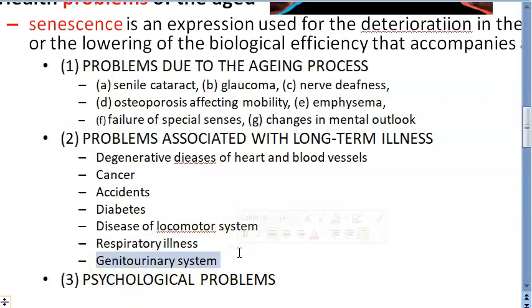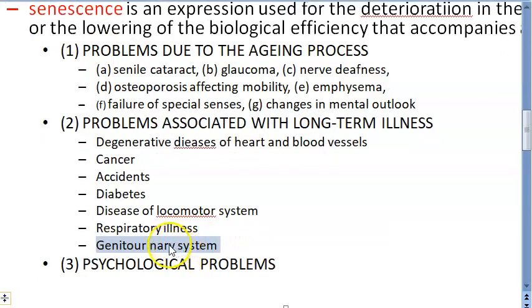Genitourinary system, you can say dysuria, nocturia, right? Enlargement of prostate, and frequency and urgency of micturition. So they will feel like urinating more times, and they have urgency of micturition. They want to pee at night, right? Dysuria means difficulty in urinating.